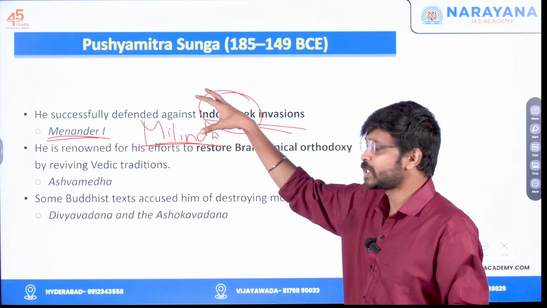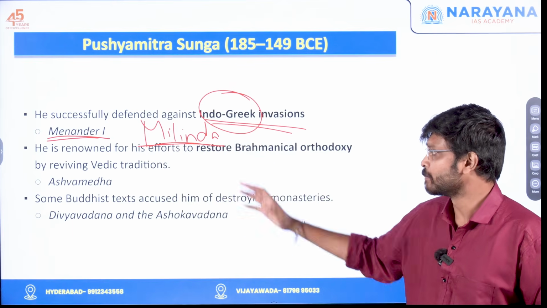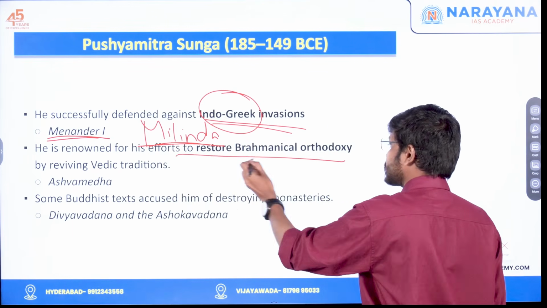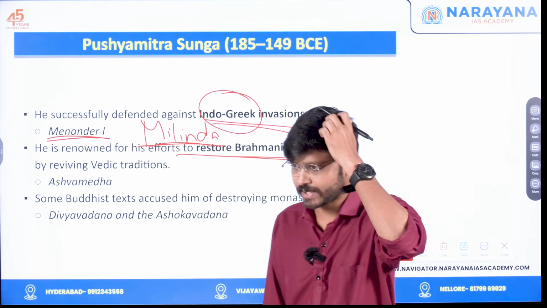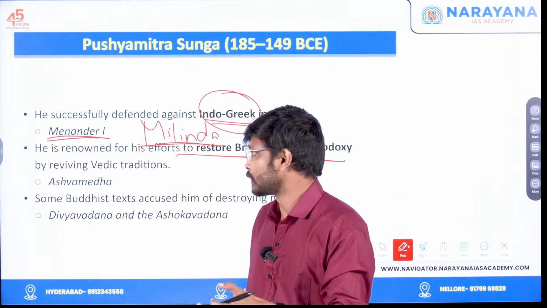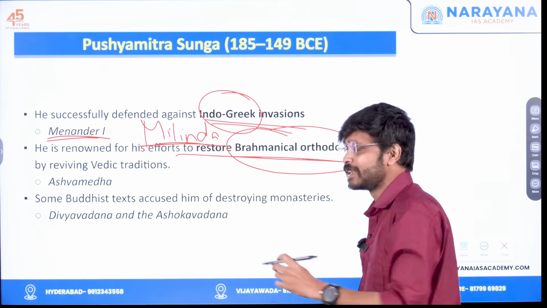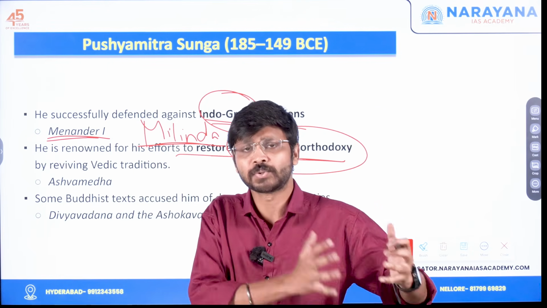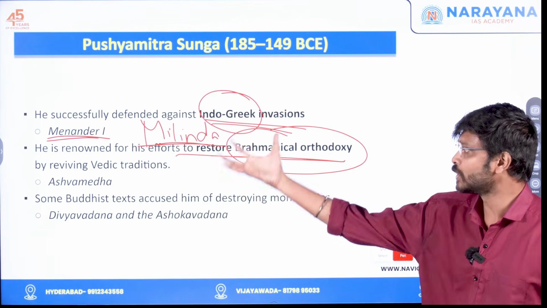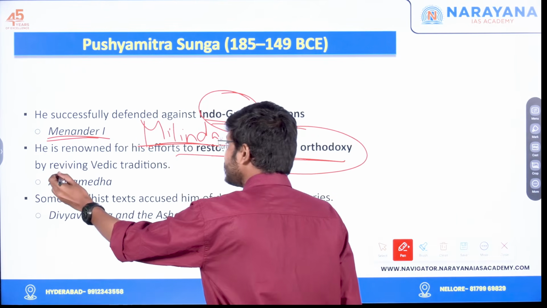So this Pushyamitra Sunga was able to successfully defend against the invasions of Menander or Milinda, and he is also known for his efforts to restore Brahmanical orthodoxy. Ashoka was a Buddhist only. After the Kalinga War, Ashoka became a Buddhist. So in the later period, there was much discontent. The Brahmins were discontented over Ashoka's Buddhist policy. I've already mentioned it. Pushyamitra Sunga was a Brahmin, so he wanted to bring back the Brahmanical orthodoxy and also revive the Vedic tradition.